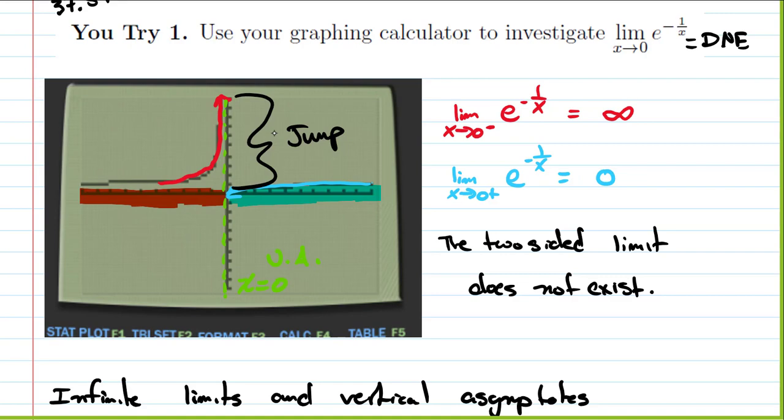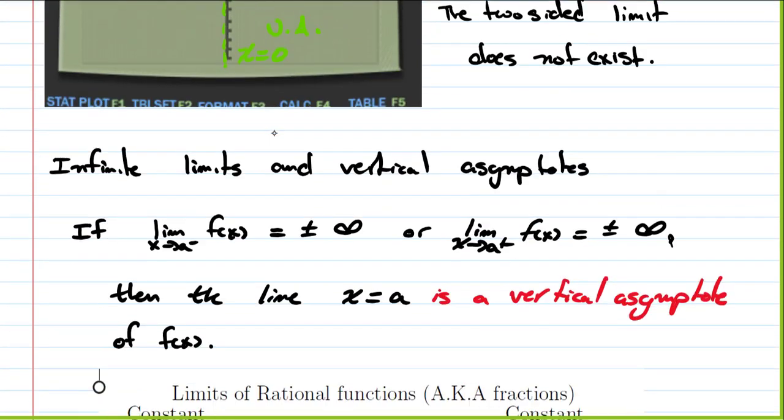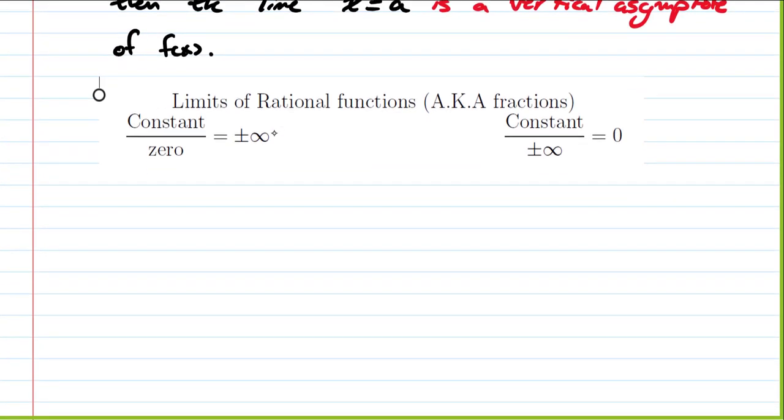So we're going to take this a little bit further. So the idea is, while taking a limit of a rational function, if the numerator gets close to a constant and the denominator gets close to 0, so a constant divided by 0 will always give you positive or negative infinity. The sign is determined by the signs of the numerator and denominator.